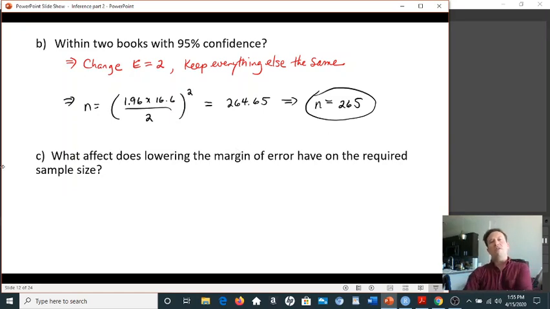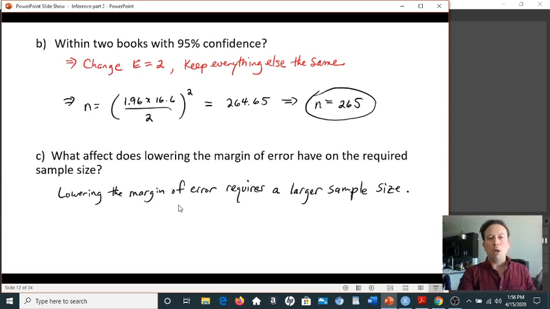Question C, what effect does lowering the margin of error have on the required sample size? So remember, the margin of error is decreasing. So that means we're going to create a narrower interval for estimating our population parameter. So if you have a narrower interval, you better be sure that a narrower interval is pretty accurate. And with data, you can become more accurate by increasing your sample size. So notice that by lowering the margin of error, it requires a larger sample size, right?